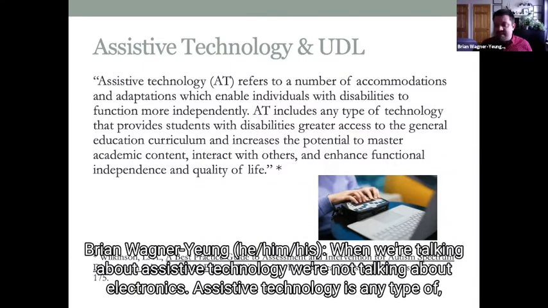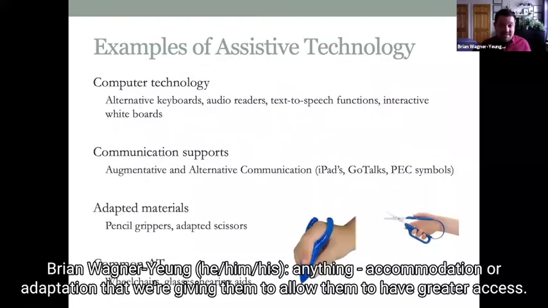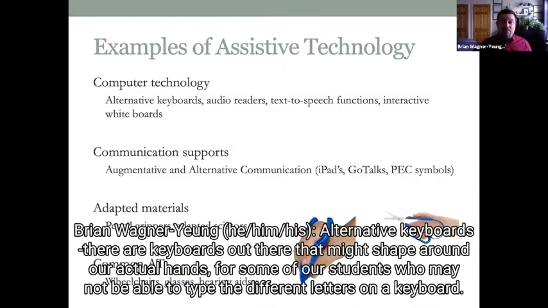When we're talking about assistive technology, we're not just talking about electronics. Assistive technology is any accommodation or adaptation that we're giving them to allow them to have greater access. For example, we might be using computer technology. Alternative keyboards: there are keyboards out there that might shape around our actual hands for some of our students who may not be able to type the different letters on a keyboard.